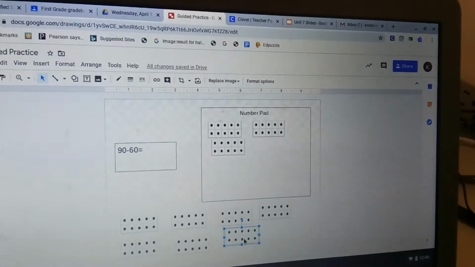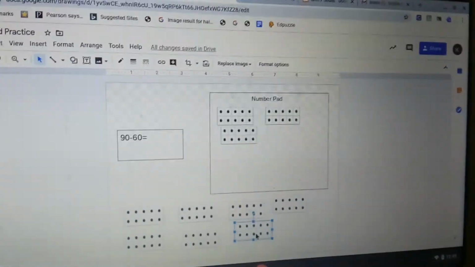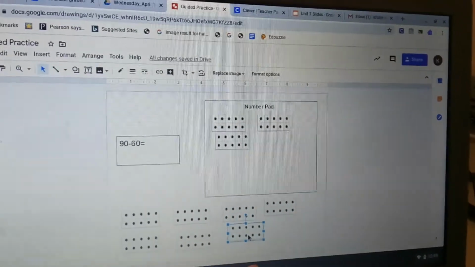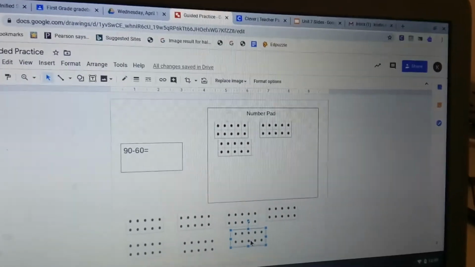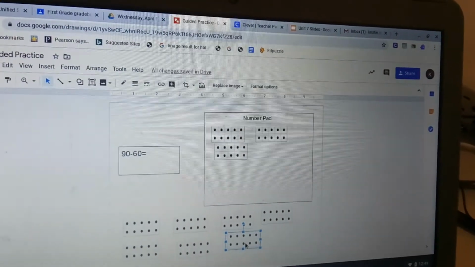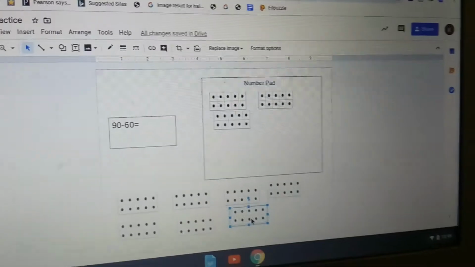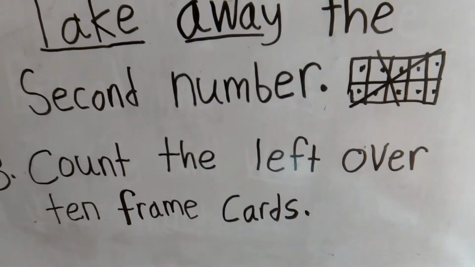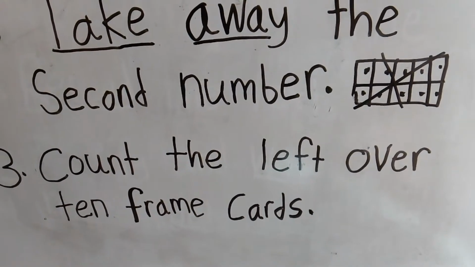And remember, you can always pause the film if you need a little more time practicing dragging those 10 frames. Now, we just took away those 10 frames for our second number. It's time for step 3. And we need to count the leftover 10 frame cards.